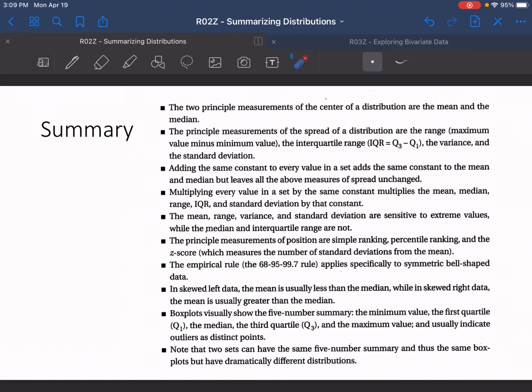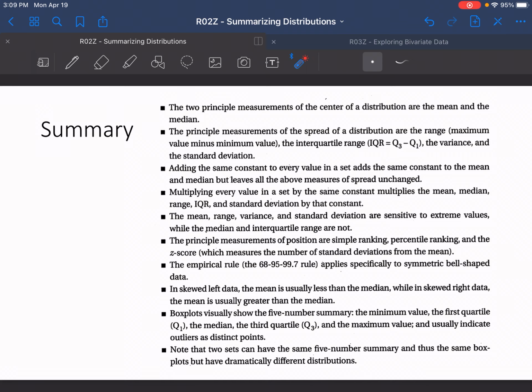The mean, range, variance, and standard deviation are sensitive to extreme values, while the median and interquartile range are not. That's why we try to use median and interquartile range when we're describing the center and spread of a distribution. The principal measurements of position are simple ranking, percentile ranking, and the z-score, which measures the number of standard deviations from the mean. The empirical rule, or the 68, 95, 99.7 rule, applies specifically to symmetric bell-shaped data. So this does not apply to any other distribution. It doesn't apply to a left-skewed or a right-skewed distribution, only to a symmetric bell-shaped normal distribution.